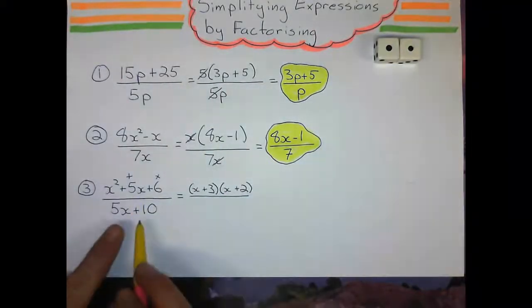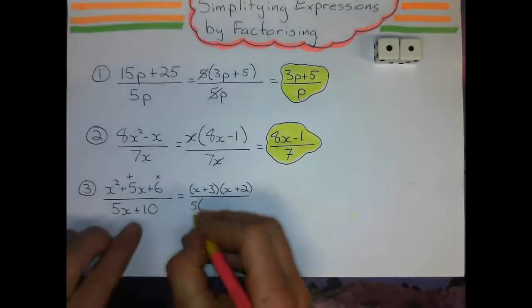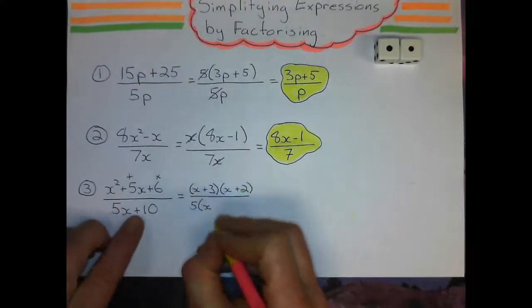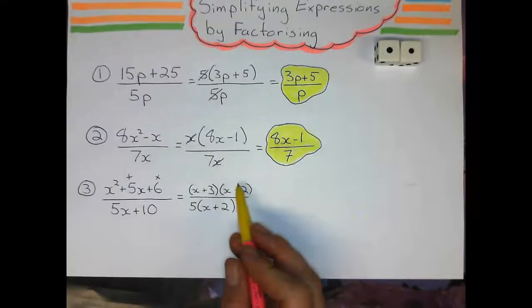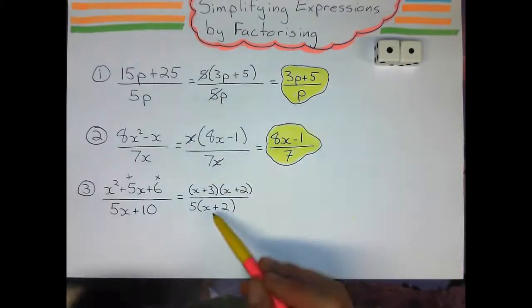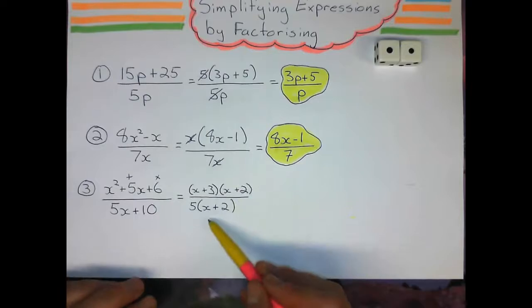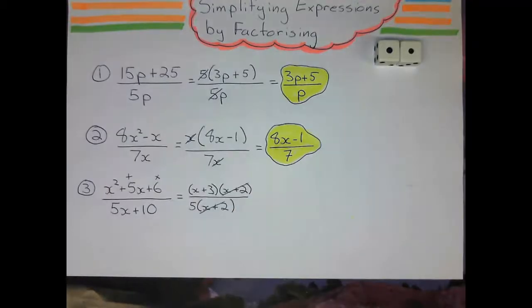Now I factorize the bottom. 5 is a common factor of the bottom. When I factorize that out, 5 times x is 5x, and 5 times positive 2 is 10. And I can see those common factors. Instead of it being an x or a 5, a common factor can be a binomial. It can be x plus 2. Just because it has two things in there, it doesn't mean it's not a factor. We can cross-cancel those factors right there and rewrite my expression as x plus 3 over 5.